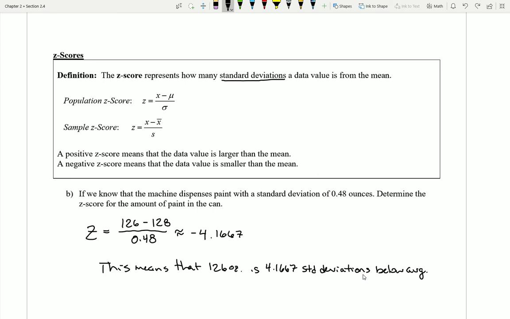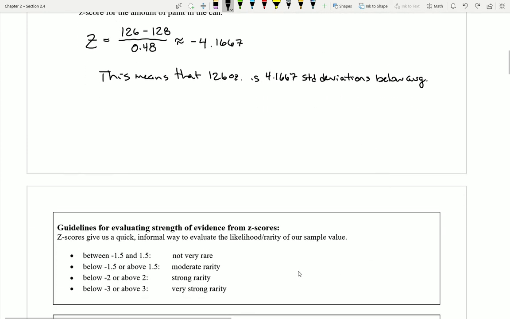Okay, so the strange thing is this doesn't really tell me if what I'm seeing is weird. And to get a general guideline for how we use z-scores to assess weirdness or rarity, you can take a look at the box on the next page. So the guidelines that we have for evaluating the strength of evidence from z-scores. As I state here, z-scores give us a really quick and informal way of evaluating the likelihood or the rarity of our sample, in this case, our sample paint can. If I get a z-score somewhere from -1.5 to +1.5, I'm going to consider that X value not very rare. If I go a little bit beyond, it's moderate rarity.